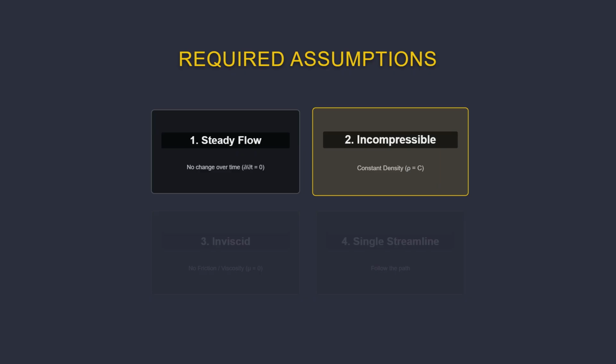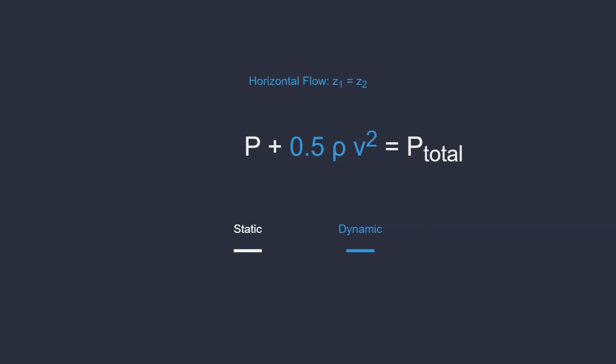Static pressure is measured by a pressure port oriented perpendicular to the flow direction. Dynamic pressure represents the kinetic energy available for conversion back into static pressure. Total pressure is defined simply as the algebraic sum of the static pressure and the dynamic pressure.